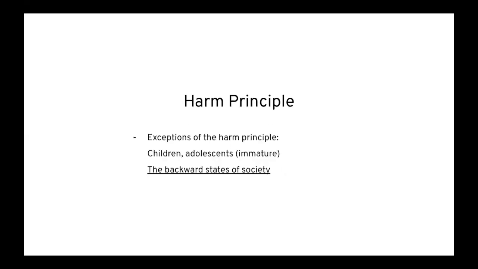Mill also gives exceptions to the harm principle. He states that children and adolescents are the exceptions, as they are not mature enough and they need care from others. And there is one more exception that he talks about, which he calls the backward states of society. And this brings us to the next chapter of Mill's philosophy: Mill and his ideas on empires.